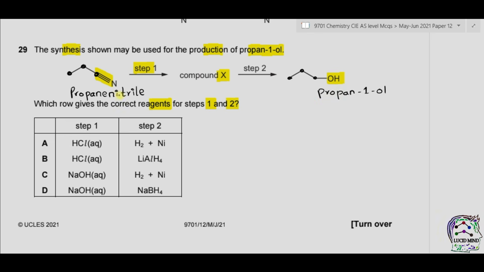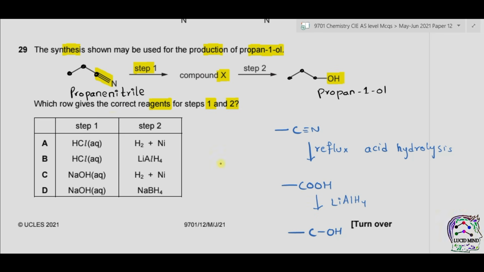Now you should remember that propane nitrile or any nitrile can be converted into alcohol by these steps. We have this nitrile. It is first refluxed in the presence of acid, so acid hydrolysis takes place. And this nitrile is then converted into carboxylic acid. Now carboxylic acid can be reduced by LiAlH4 to form the respective alcohol. So first step is acid hydrolysis of propane nitrile.